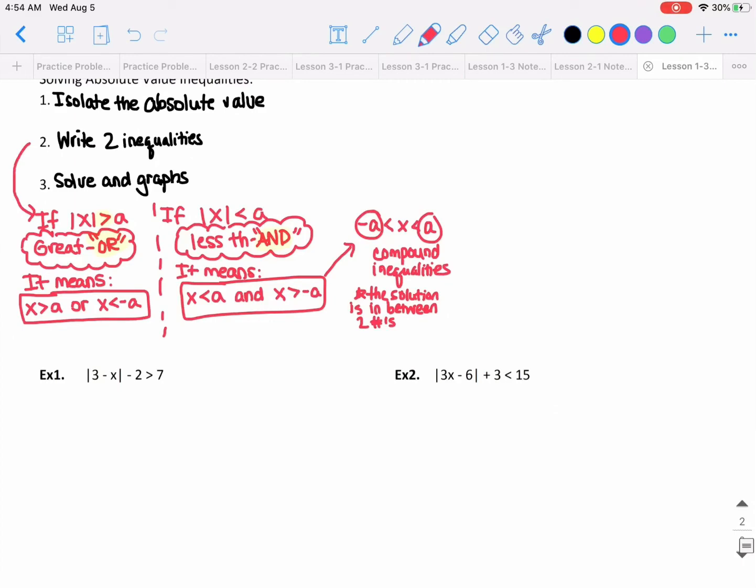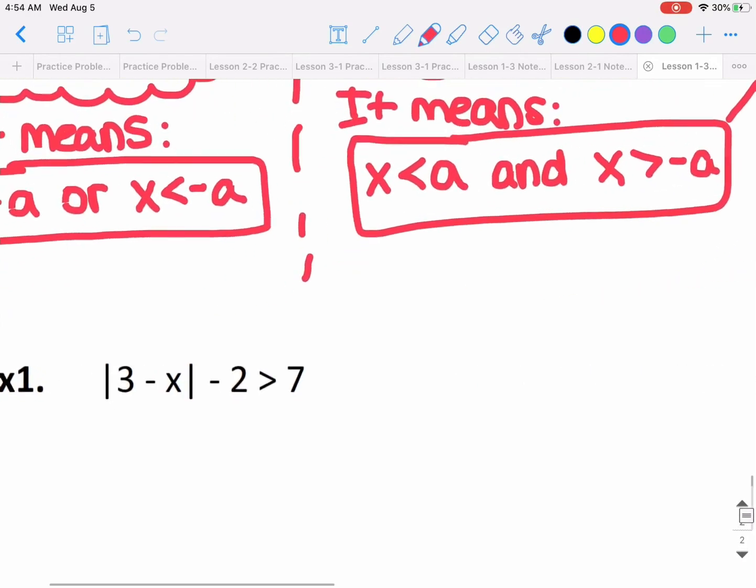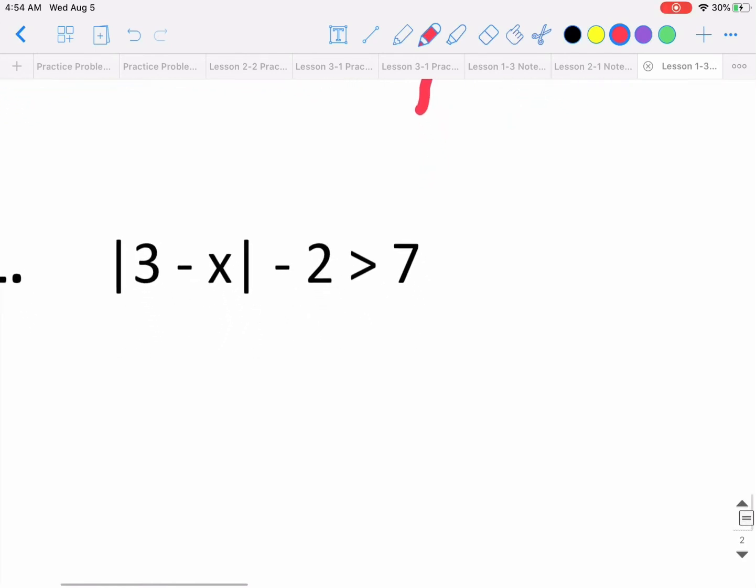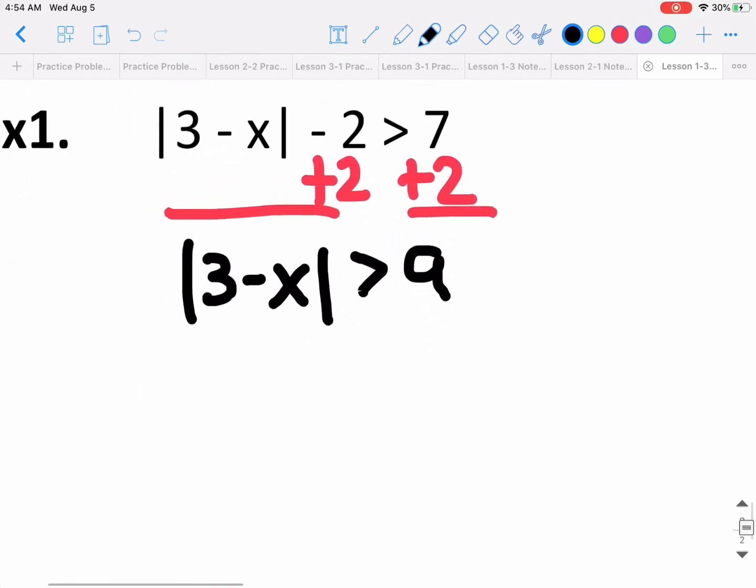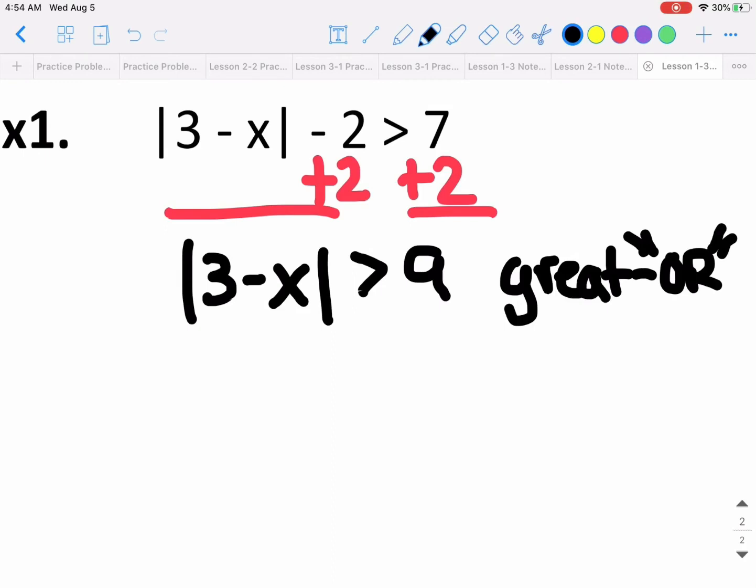All right, let's try an example. If I have the absolute value of 3 minus x, minus 2 is greater than 7, the first thing I'm going to do is isolate this absolute value. So I'm going to add 2 on both sides to get that absolute value by itself. That's going to give me the absolute value of 3 minus x is greater than 9. Now I have an isolated absolute value by itself is greater than a number. So I have great-or. That means that the word that goes in between the two inequalities that I write is "or."